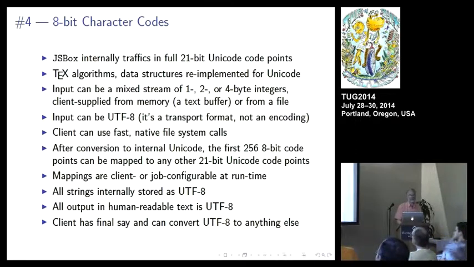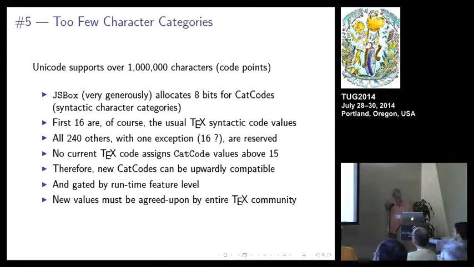If you have 1 million Unicode characters, you might be thinking about maybe in the future needing more than 16 possible syntactic category codes, for whatever purposes you want to make TeX more useful than it is now. So I've allocated 8 bits for cat codes. The first 16 are the usual. The others, except for one, which I'm going to talk about in a minute, are of course reserved. It doesn't render any current TeX code that I know of unusable, because no TeX code now actually uses a cat code value above 16 that I know of, but I'd like to hear if that's not true. So it's upwardly compatible, and it can be gated by the client as needed.